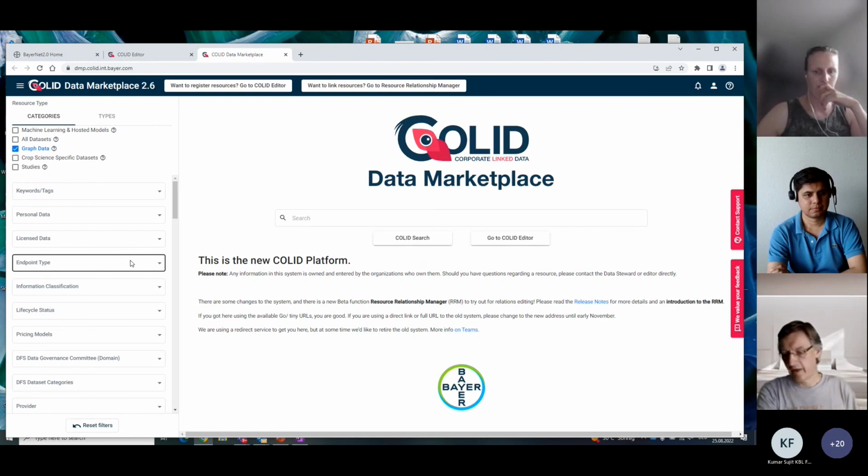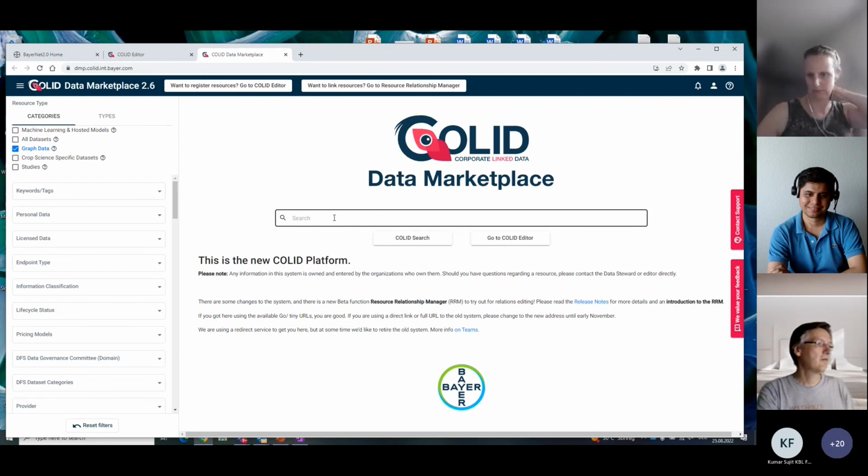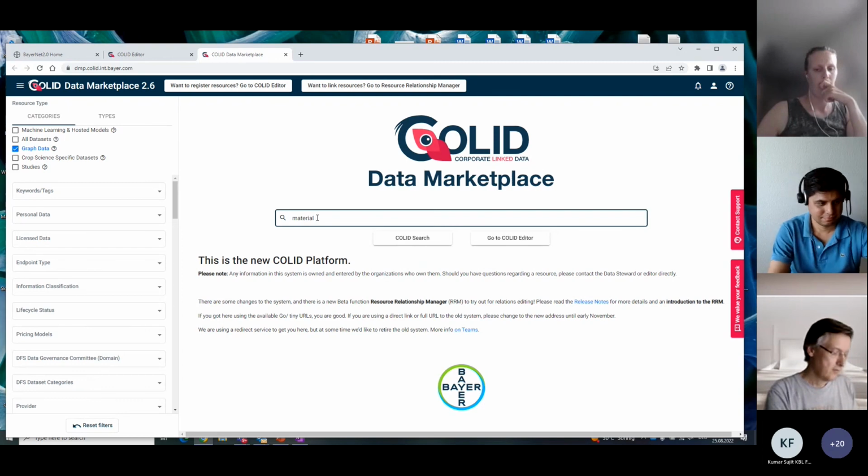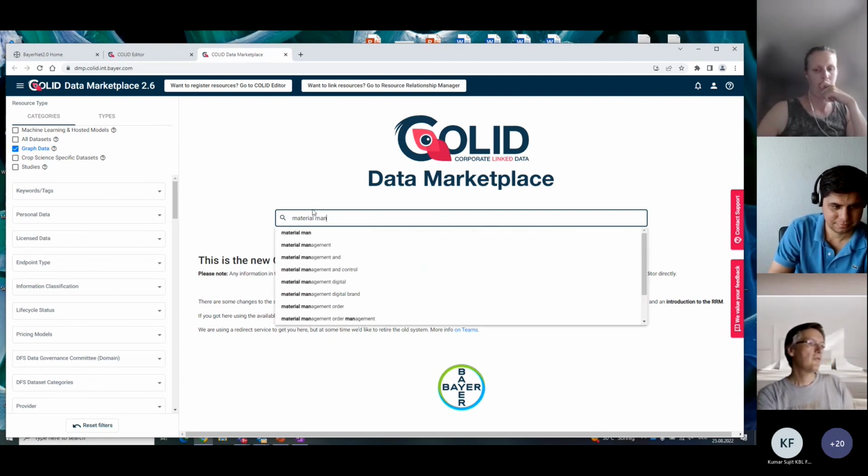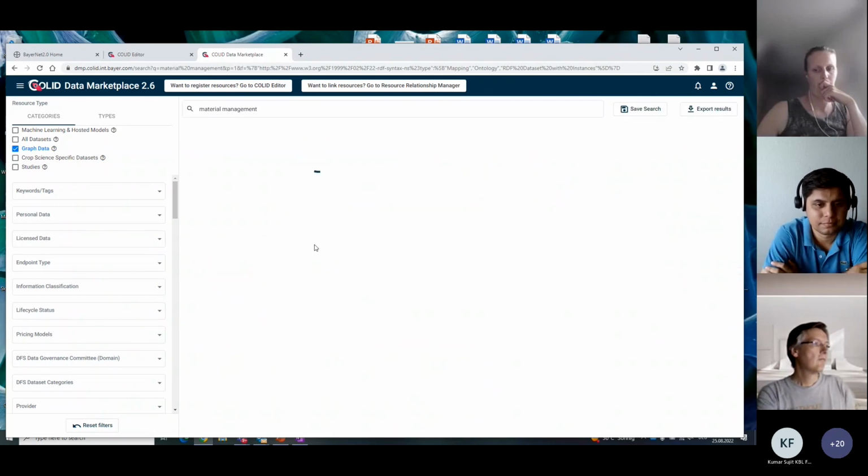I explain it like if you would search for a holiday flat, you could say, I want a parking lot, I want wireless. This is how you can filter for data sets here, like information classification, endpoint types, what kind of technical endpoint you're looking for, and so on. So let's just look for materials management. And let's see what we got here.